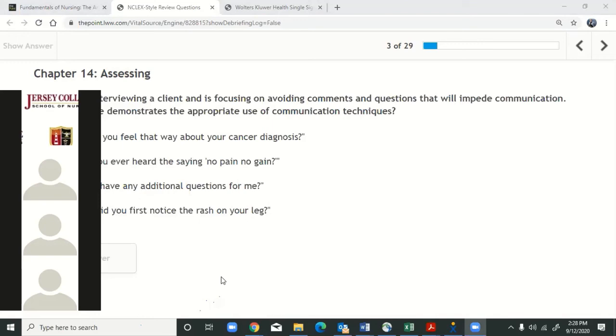So which sentence demonstrates the appropriate use of communication technique? Y'all think it's C? A is too like, oh, why do you feel that way about your cancer? Like you're kind of judging. Have you ever heard the no pain, no gain? It's more like gym stuff. It says which demonstrates the appropriate use of communication techniques?